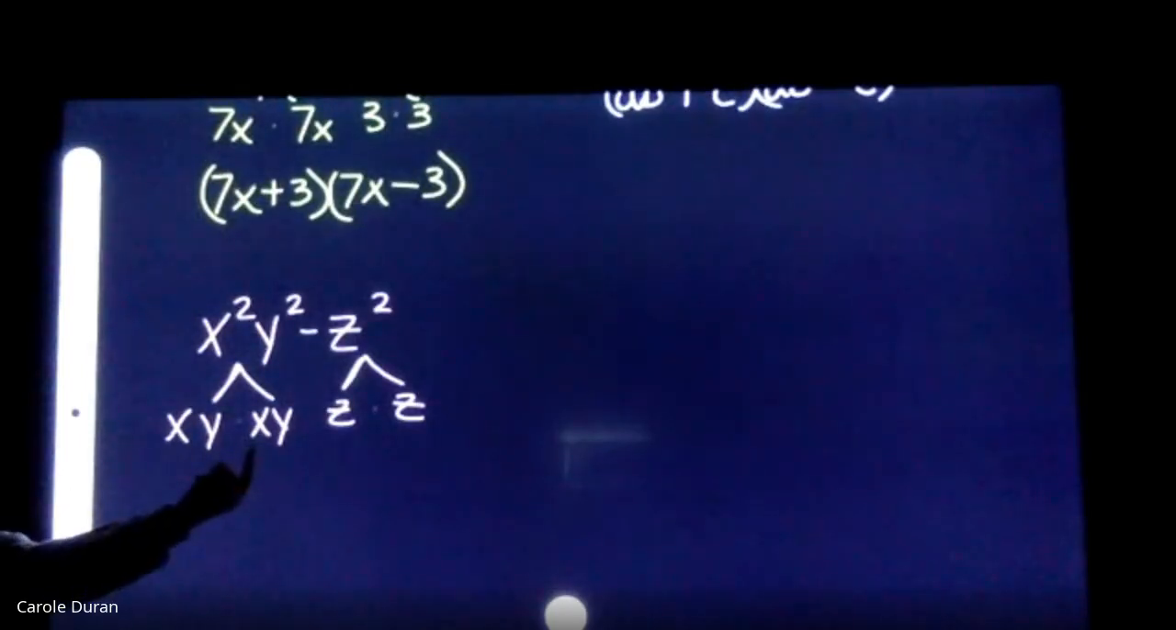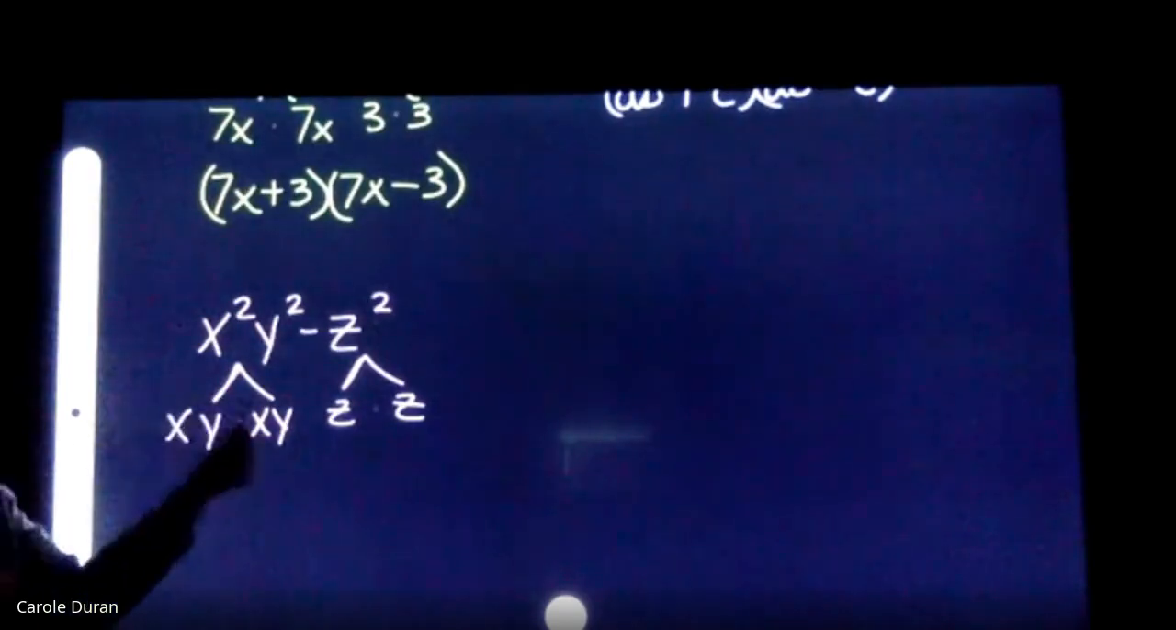So on my first term, which is x squared y squared, I know to get x squared, I have to have x times x. To get y squared, I have to have y times y. So when I put them together, I have xy times xy. And then z squared is obviously z and z. This is a difference, which means it's subtraction. So I'm good to go ahead and factor this, just like I did the previous ones. The root of my first term, xy, goes at the beginning of each. The root of my second term, which is z, goes at the end of each. One is addition and one is subtraction. So that is a difference of squares.